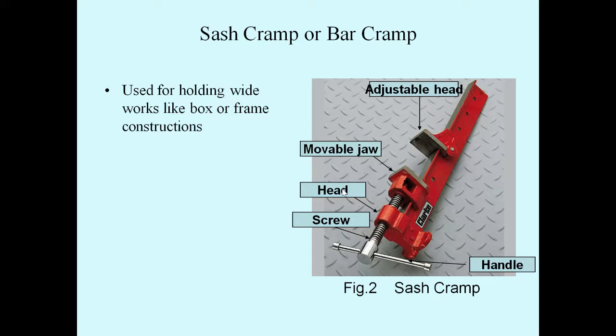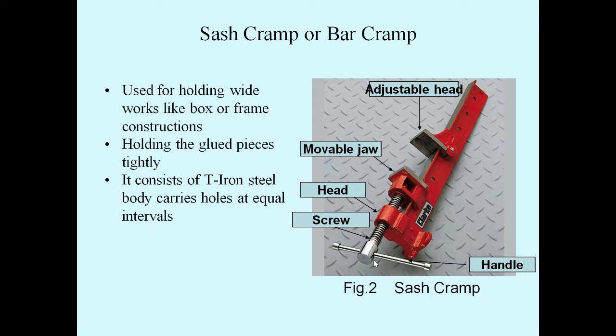Next, the sash clamp is used for holding wide work, like box or frame construction. If you want to hold large or wide workpieces, we can hold them with the help of a sash clamp or bar clamp. This sash clamp holds glued pieces tightly.